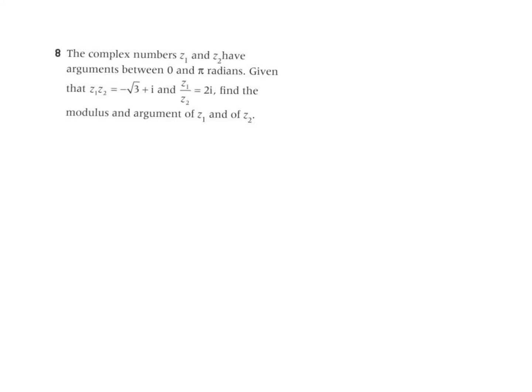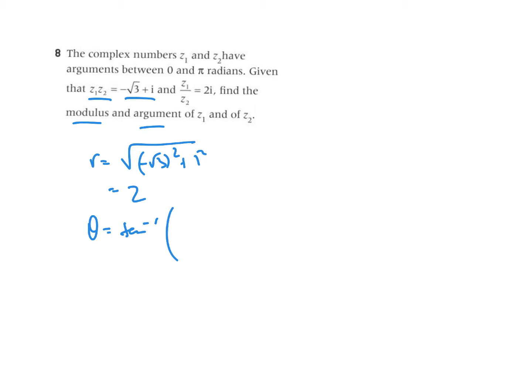Okay, so for this problem here, we are going to consider this number here, and I'm going to convert that to modulus-argument form. And so my r is going to be the square root of (-3) squared plus 1 squared, which is 4. Square root of 4 is 2. And my theta will be the inverse of tangent of 1 over root 3, and the negative here I will deal with after the fact.